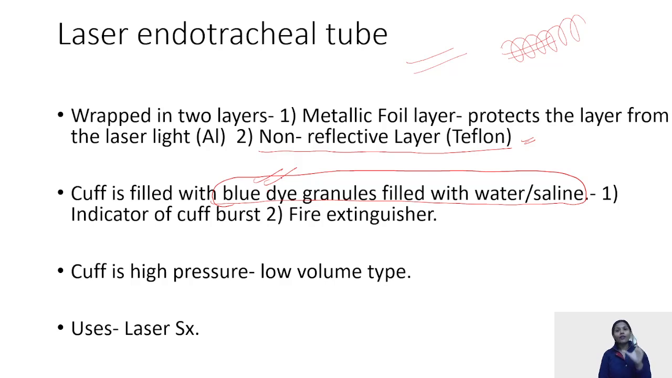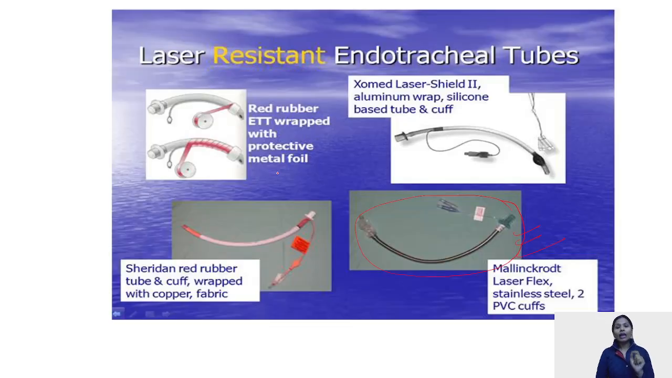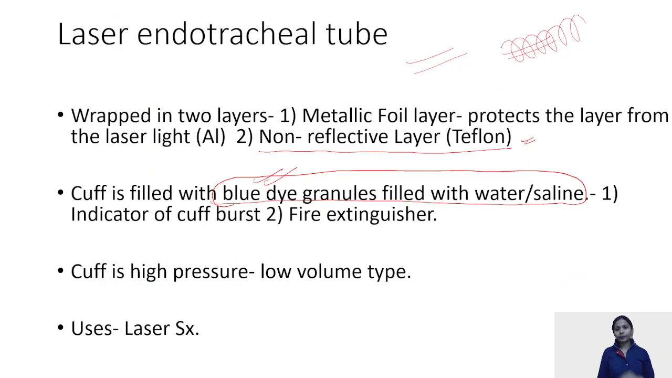So you have a special tube in which you have two layers: one metallic foil, the other your Teflon non-reflective layer, and the cuff of this tube is filled with blue methylene blue dye. This acts as an indicator, and also helps in extinguishing the fire. Already told you, the cuff in this tube is high pressure, low volume, to give a perfect seal so that we don't have a leak of the supporter of combustion, that is your oxygen.